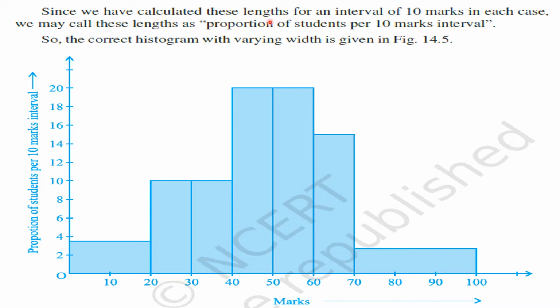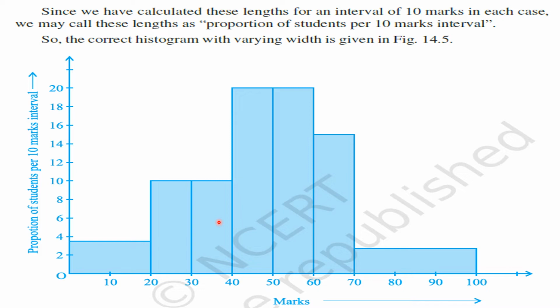Since we have calculated these lengths for an interval of 10 marks in each case, we may call these lengths the proportion of students per 10 marks interval. So the correct histogram with varying widths is like this figure 14.1. Here we have taken marks 0 to 10, 10 to 20, 20 to 30, 30 to 40. If you observe the widths of these rectangles, they are different widths; this is the length of the rectangles. The modified rectangles are considered here.